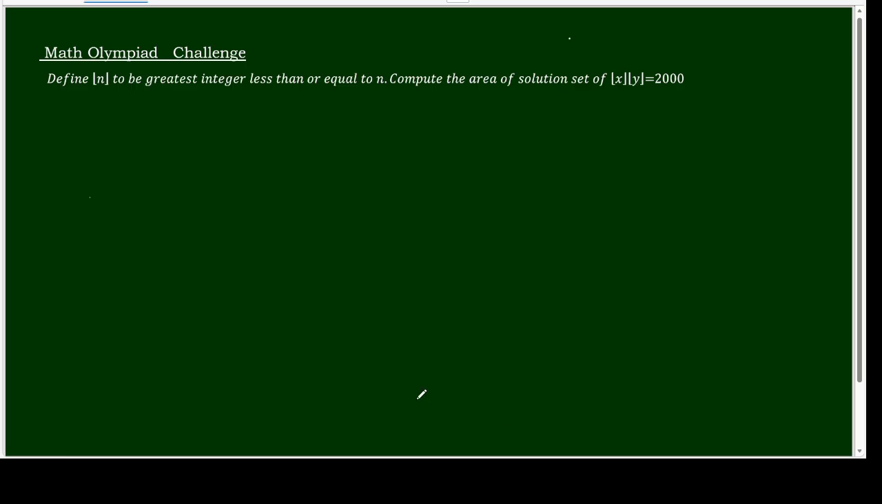This is a question. Define the greatest integer function, floor function of n, to be the greatest integer less than or equal to n. Compute the area of the solution set of floor x multiplied by floor y equals 2000.